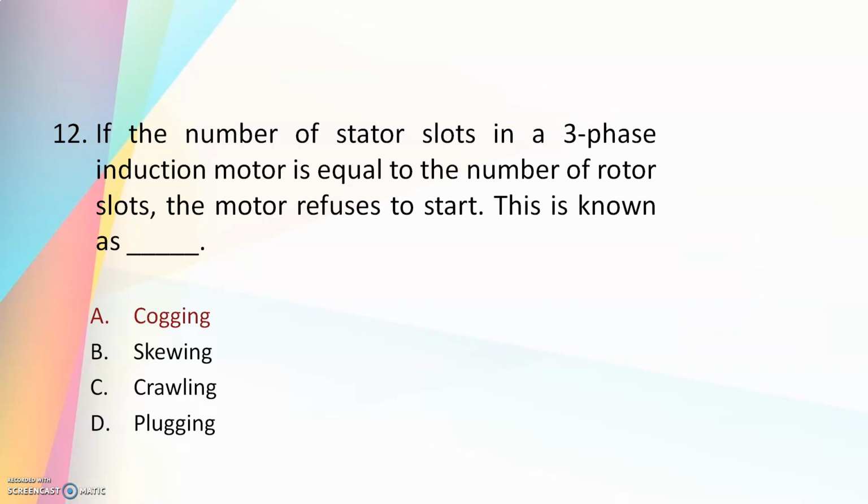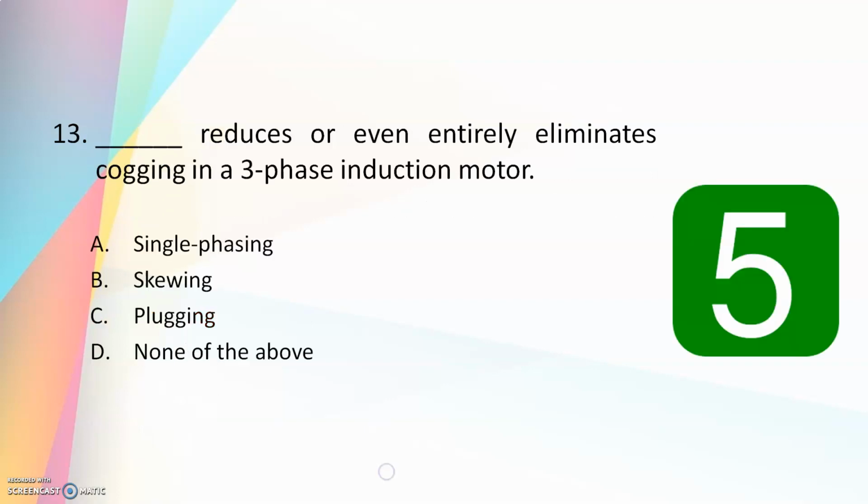And the answer is cogging. Due to magnetic locking, if the number of stator conductors and rotor conductors are equal, there is a tendency of magnetic locking and the induction motor will not start. This phenomenon is called cogging.